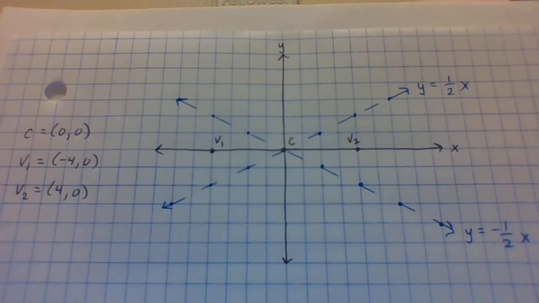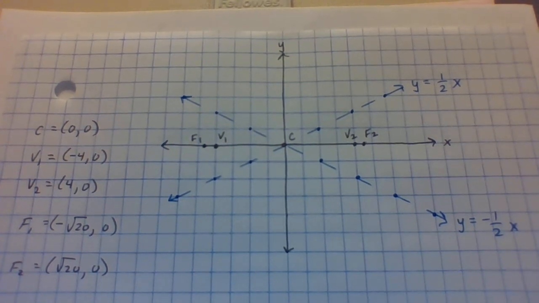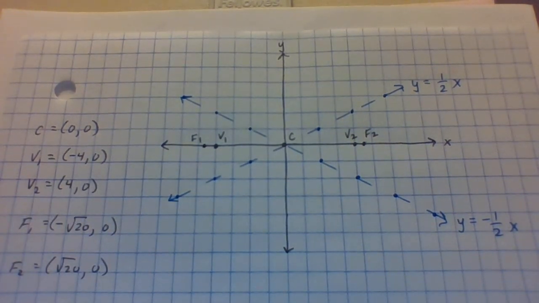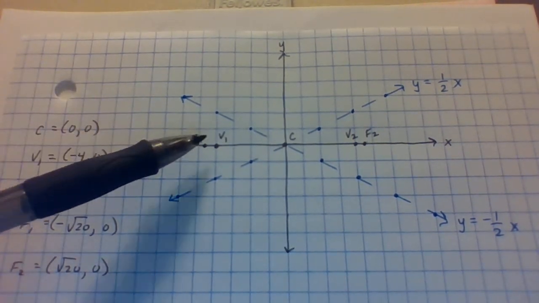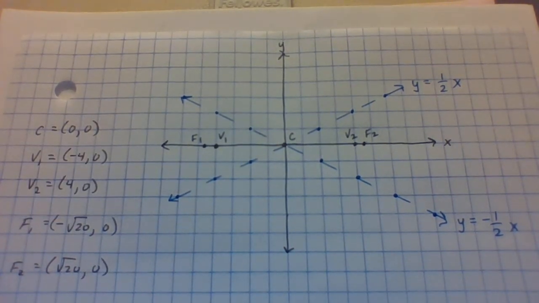Now let's put our foci on our graph. Remember that our value for c came out to be radical 20, which is about 4.5 units away from our center. So I plotted both foci on my graph, and I labeled my coordinates off to the side. And now the last thing that we have to do is draw the hyperbola. Since I have my asymptotes already drawn on my graph, I can draw my hyperbola. It just needs to sit inside those asymptotes.